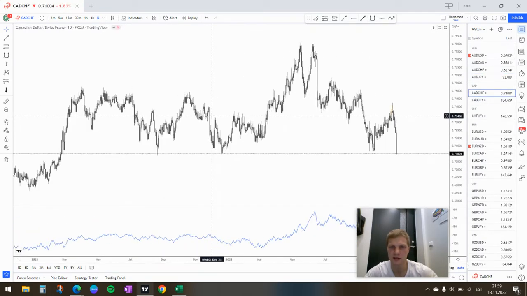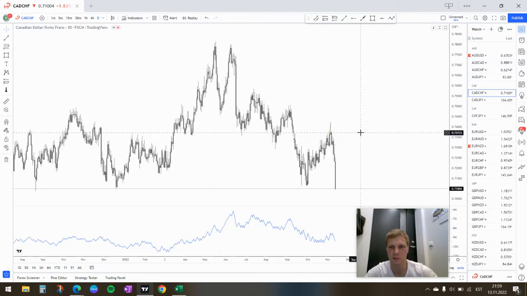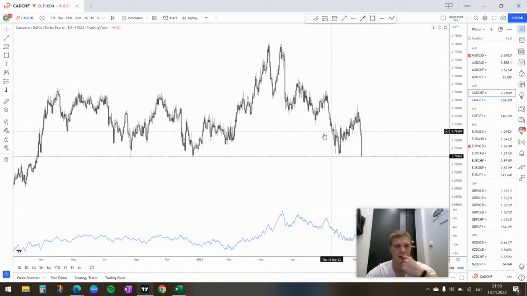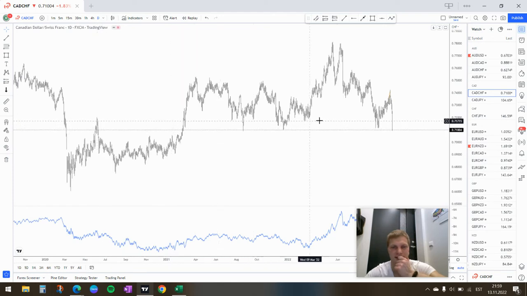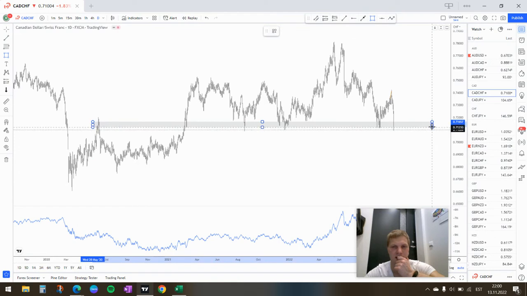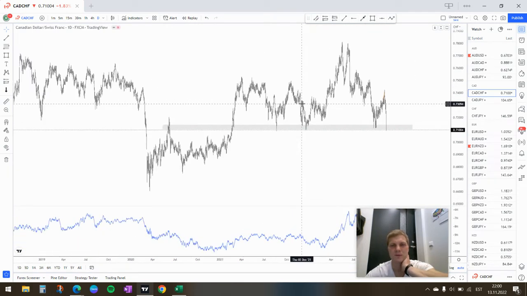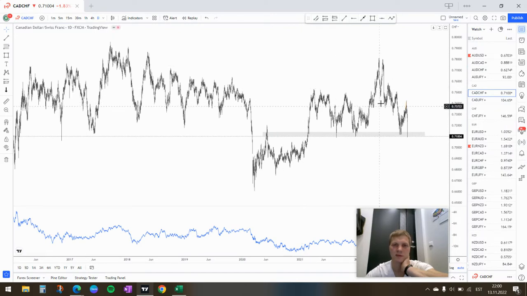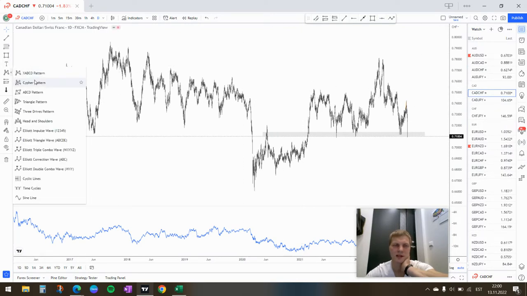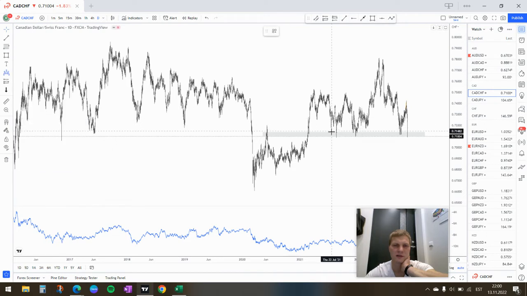So CAD CHF on the daily. Man, that was a nice fall, right? Okay, so on the daily, it's at a pretty good zone. I mean, come on, right? There's a resistance here, break and retest, bounce, bounce, bounce, bounce. And if you look at the daily, I mean, pretty hard not to see that, right?